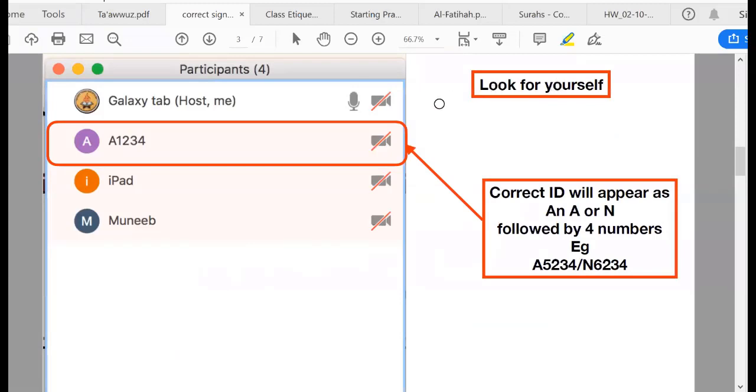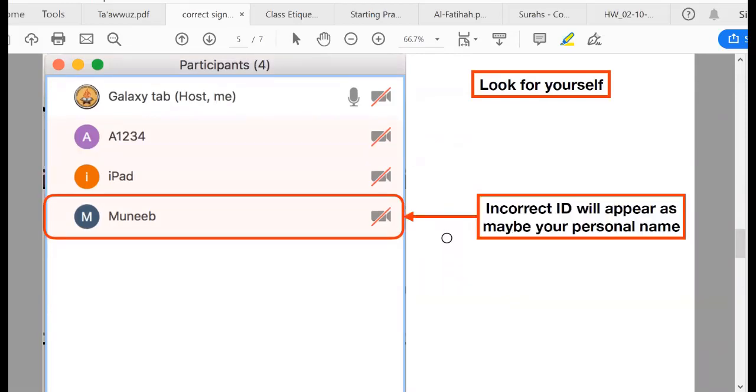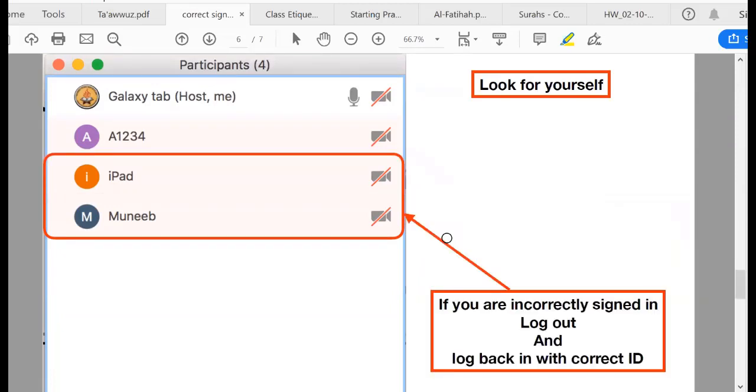Look for yourself. It should say me next to your name. And as you should know by now, correct IDs should have an A for Atfal or N, followed by 4 numbers. The incorrect ID will either appear as your device name or your personal name. And to correct your ID, you have to log out and then enter your ID and then log back in.